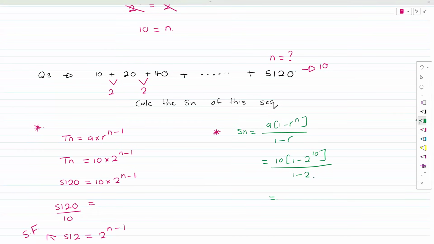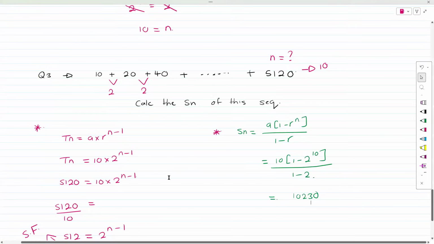Let me just double check my answer. But if I remember correctly, I think we got this answer twice. So this is 10 to 30. So that's all there is to do for sum of finite series. There isn't much. Right? To be honest, this is all they can ask you.